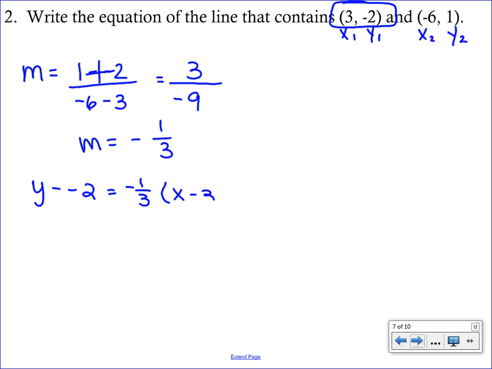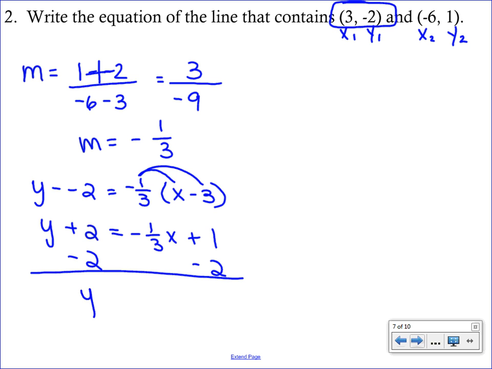3. So to simplify this equation, on the left-hand side, we're going to change that to y plus 2. And then on the right-hand side, we are going to distribute. So it's -1/3 x plus, because we have a double negative, and then a third of 3 is just 1, so it ends up being 1. And then our last step is to subtract 2 from both sides. So our final equation is y equals -1/3 x minus 1. You always want that final equation in slope-intercept form.